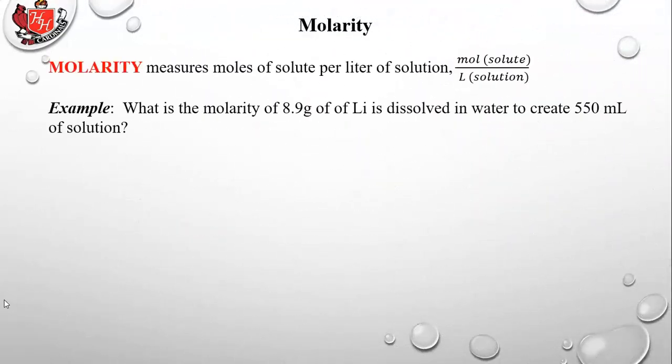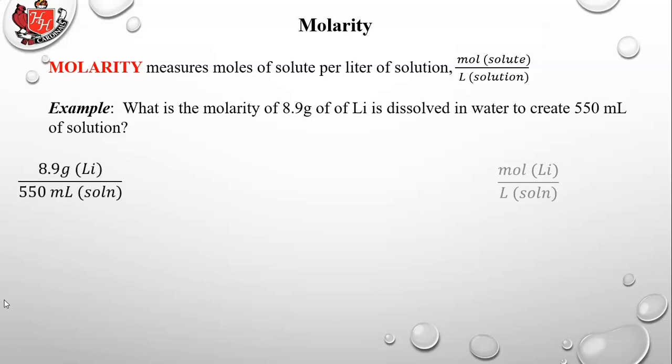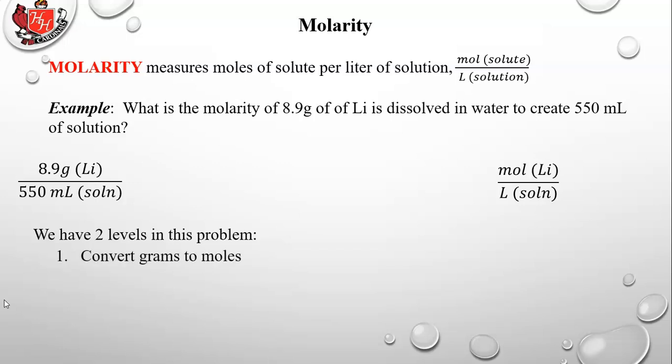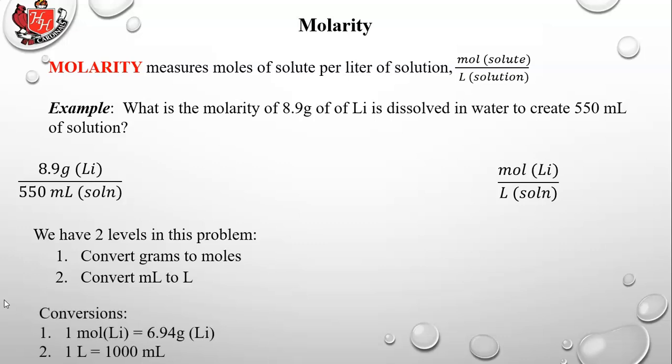Okay, so let's rewrite the problem here. There's the same problem, and the same setup that we had before. So again, we have two levels. Convert grams to moles on the top, convert milliliters to liters on the bottom, and there are the conversions that you're going to need. It's 1 mole of lithium equals 6.94 grams of lithium. That's the molar mass conversion for lithium. You've done those many times before, and you get that off the periodic table.